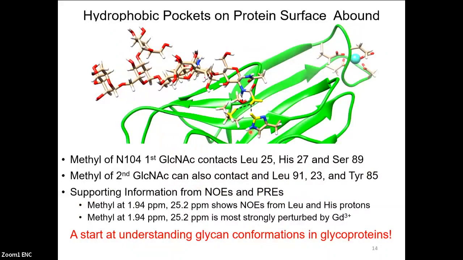And if I actually look at the structure, there's some rationale for this. This is the N-acetyl methyl, and it's snuggled down into this hydrophobic pocket on the surface of the protein. This is a leucine contact. This is an epsilon proton of a histidine contact. If you go back and look at the NOESY data on those, you can actually find there are chemical shifts that correlate with those types of contacts. So this is a start. Obviously, there's a lot of work to do here looking at ensembles and more detail of additional structures and proteins, and we hope to do that in the future.